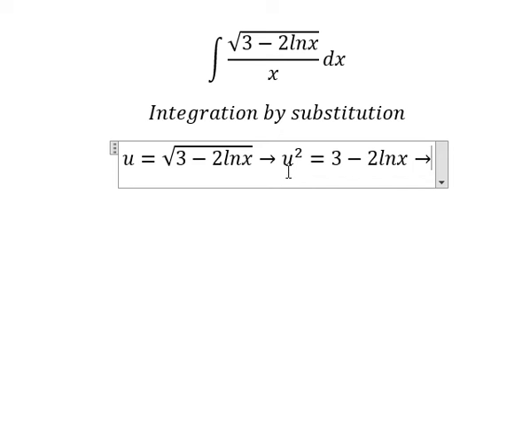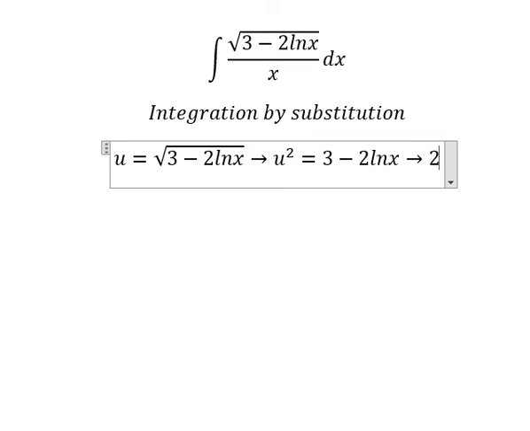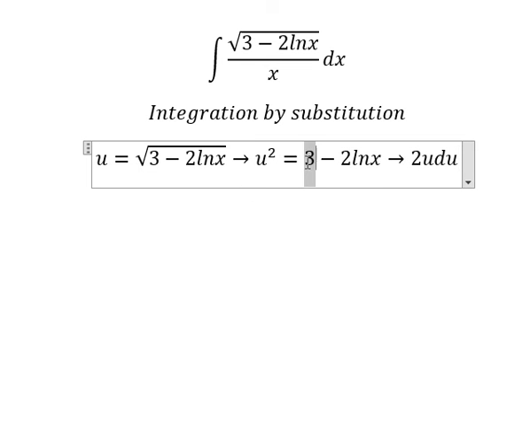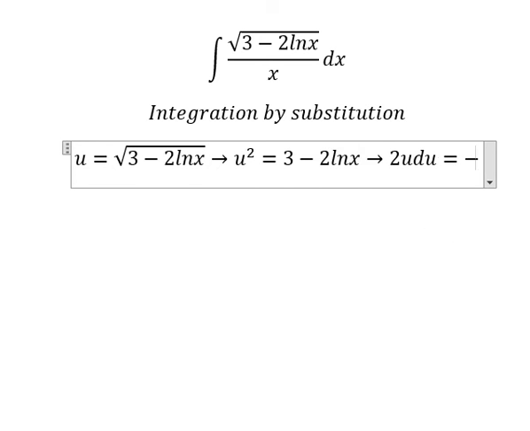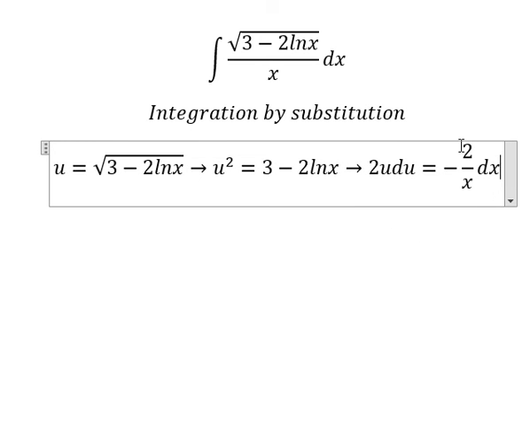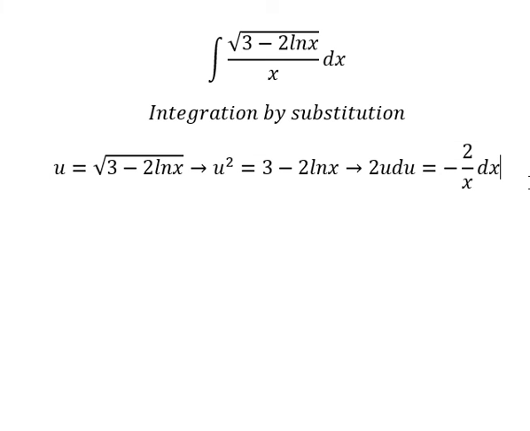Next, we need to first take the derivative of both sides. This one we have 2u. This one is a constant, so you get 0. This one is 1 over s. Now, because we don't have negative 2 in here, we need to divide both sides by negative 2.